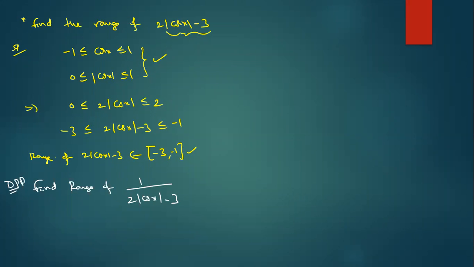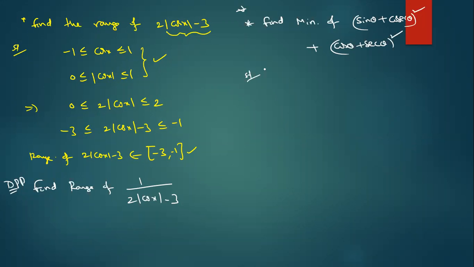Now I'm giving another question. See, please write down this question. Find the minimum of, this is a very, very important, excellent question: sin theta plus cosecant theta, whole square, plus cos theta plus secant theta, whole square. What is the answer? First write the question, try to understand. I think the modulus concept idea is there, no?